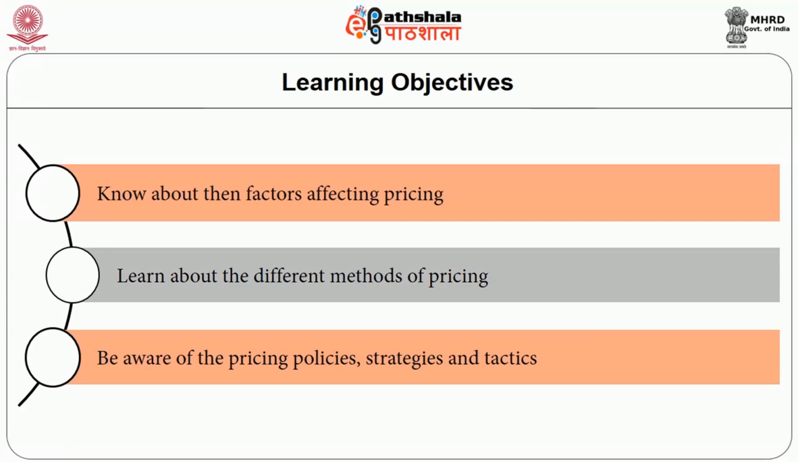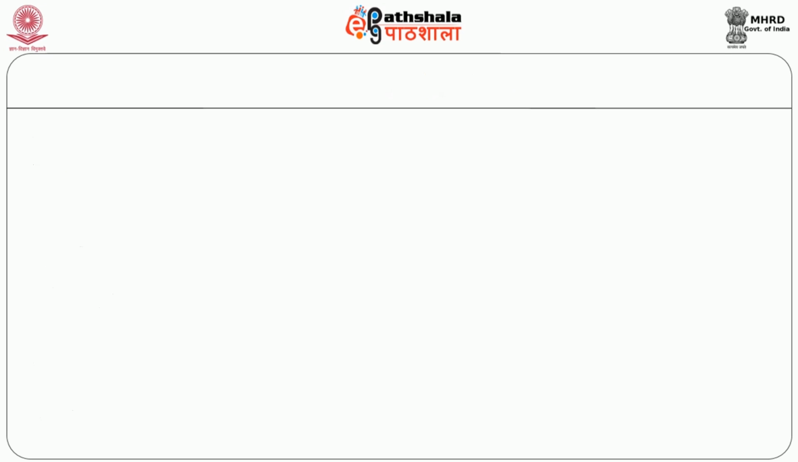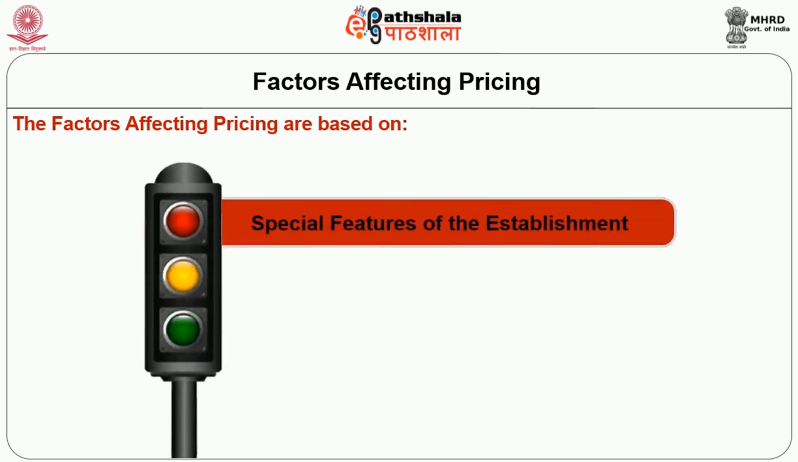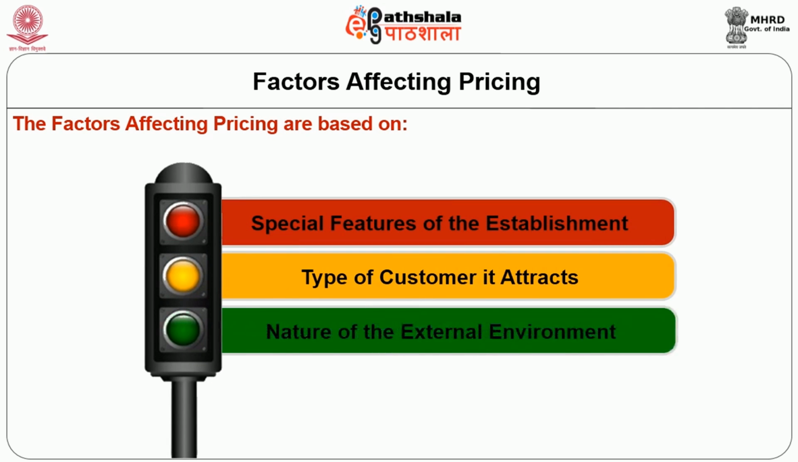What are the objectives? After studying this chapter, you should be able to know about the factors affecting pricing, learn about the different methods of pricing, and be aware of the pricing policies, strategies, and tactics. Factors affecting pricing. The factors affecting pricing are based on the special features of the establishment, the type of customer it attracts, and the nature of the external environment in which it operates.